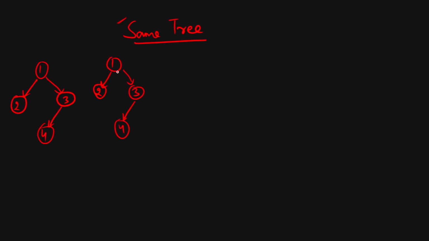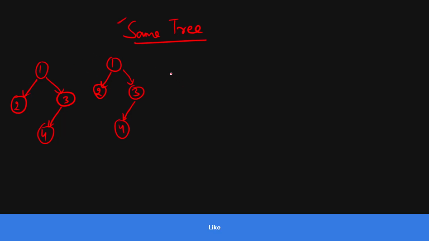The value of this node is the same, and then the right child and the left child are the same, and their left child is also the same. So you can see the whole structure and the values, both of them are the same. So how are we going to solve this problem?